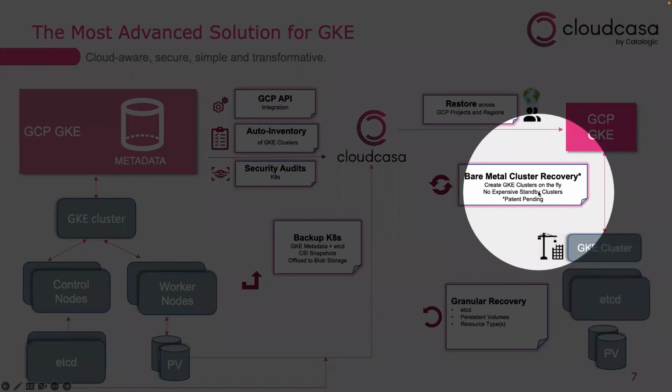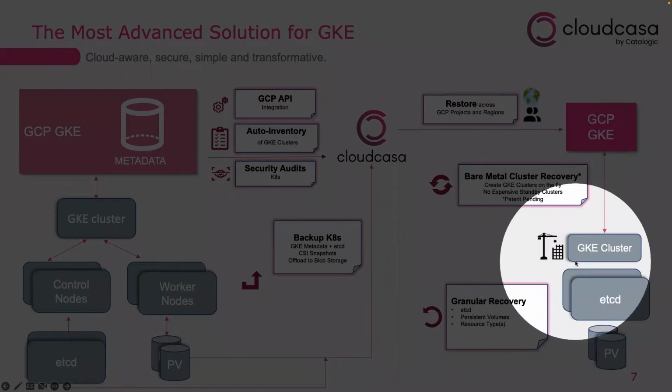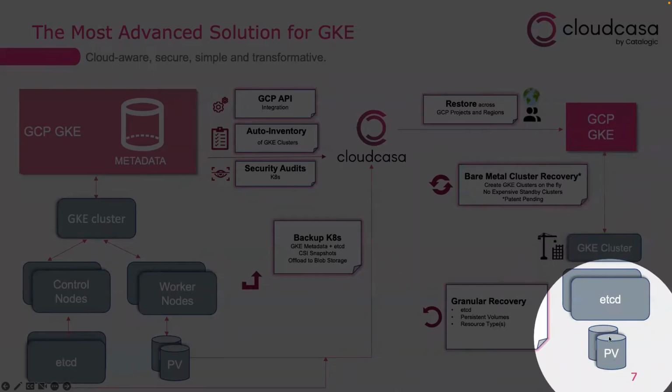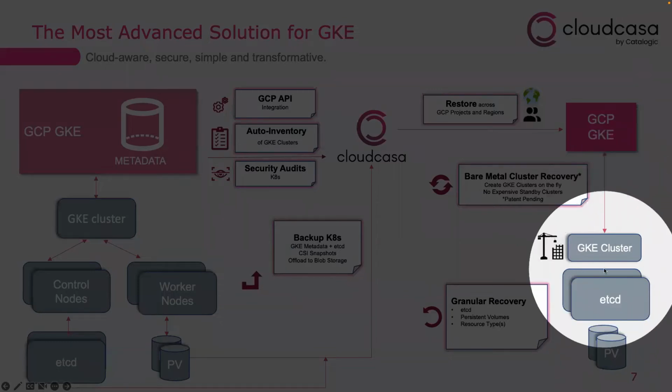So basically the idea is that it allows you to spin up a new GKE cluster first, and then automatically recover to that particular cluster. It comes with the whole etcd database, and all of the persistent volume claim data, all the configuration basically are recovered to the new cluster.